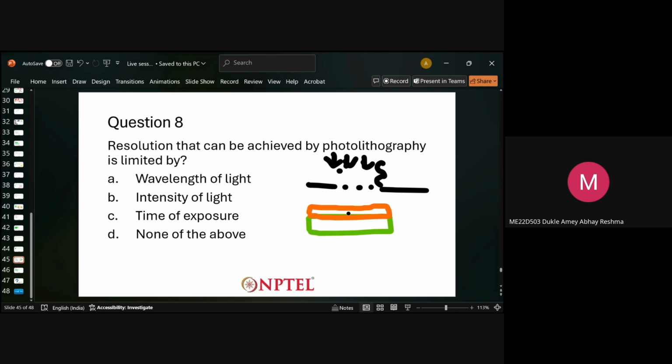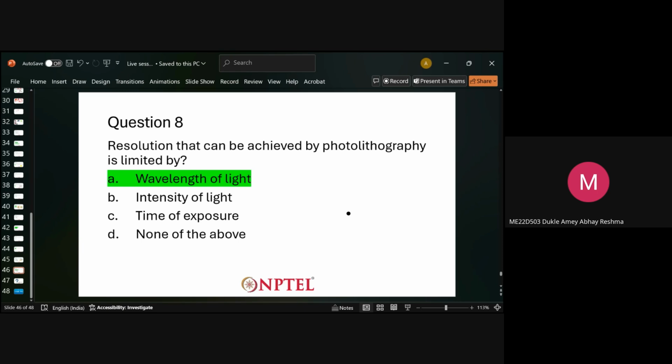There are various types of photolithography process. The conventional one uses lamps that were in the visible range. But now there is e-beam and laser based photolithography also. There are a lot of processes. So this is basically the visible range. The wavelength is the main factor.